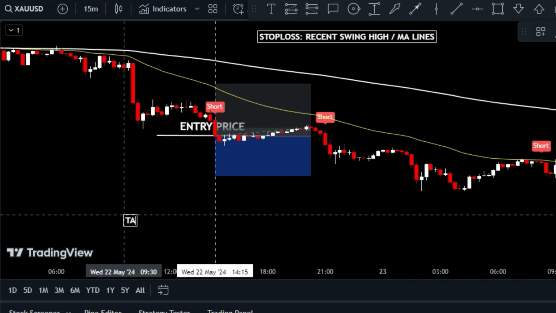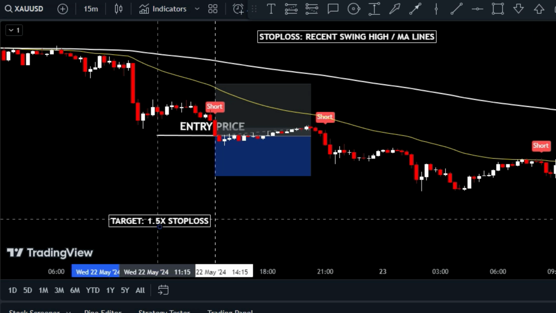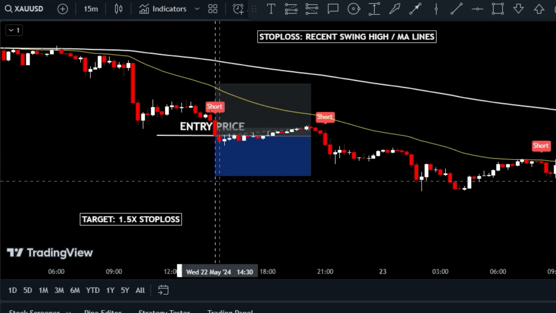Finally, lock in those profits by setting your trade target 1.5 times greater than the distance between your entry level and a stop loss level.